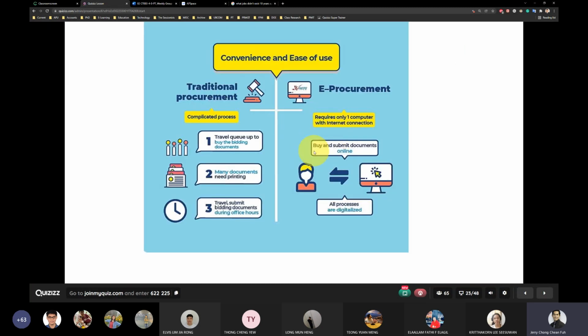So as shown here, of course, there's quite a huge difference between procuring or outsourcing traditionally, which is very manual, and what e-procurement makes available today. You notice it says here, you travel to queue up to buy the bidding documents. Many documents will need to be printed out. You need to travel, you need to submit these bidding documents, and so on and so forth. But now with e-procurement, it's much easier. If an organization is sourcing for a certain service, you can easily just buy and submit documents online and everything can be digitally processed.